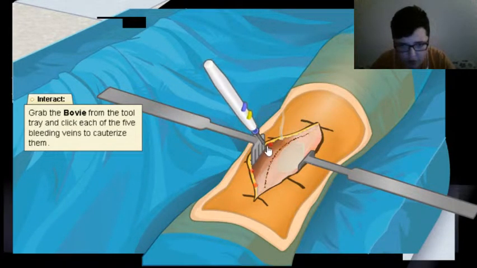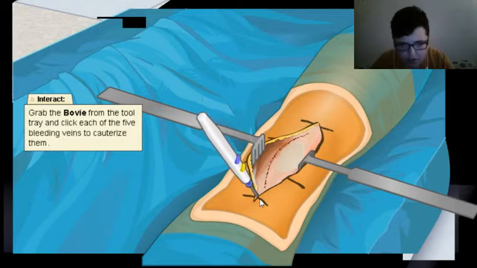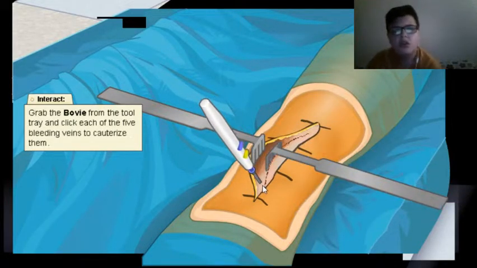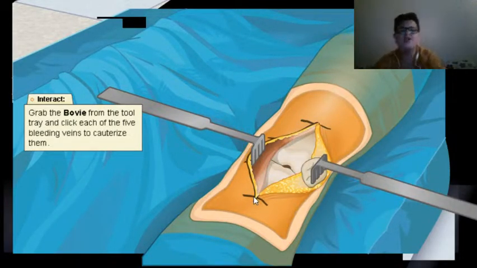What is this doing? It's burning. What is this? I didn't understand. The rake retractors fold the skin and tissue out of the way, exposing our patient's knee.